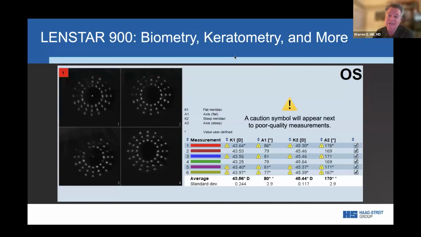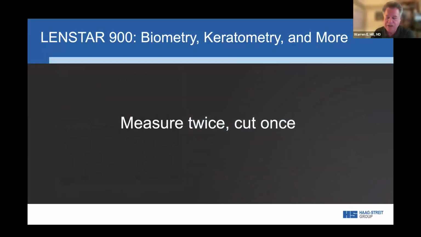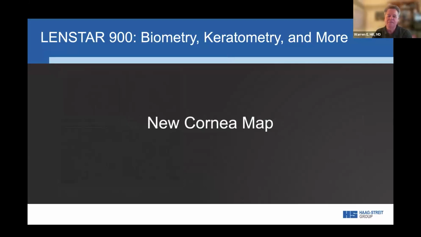And if you have a lot of them, you might want to just do the measurements over again after you optimize the ocular surface. And let's go on here. Okay. So these are some examples of, in measurement number 1, we've got a motion artifact, unequal intensity of the reflected images, missing images and smeared images. And so these are Ks that we really don't want to base our lens calculations on, especially if we're thinking about a premium IOL. We want to make sure that we have the best measurements possible. So as the carpenters say, we measure twice and we cut once.